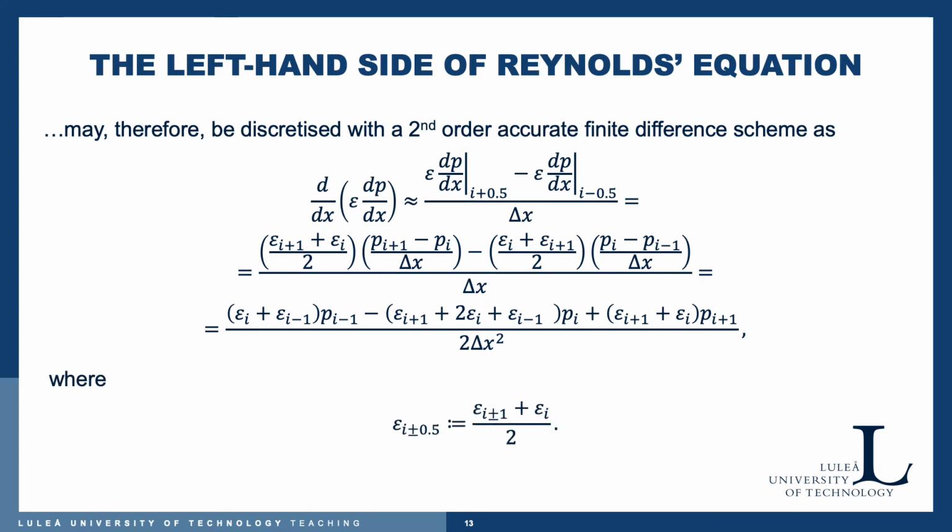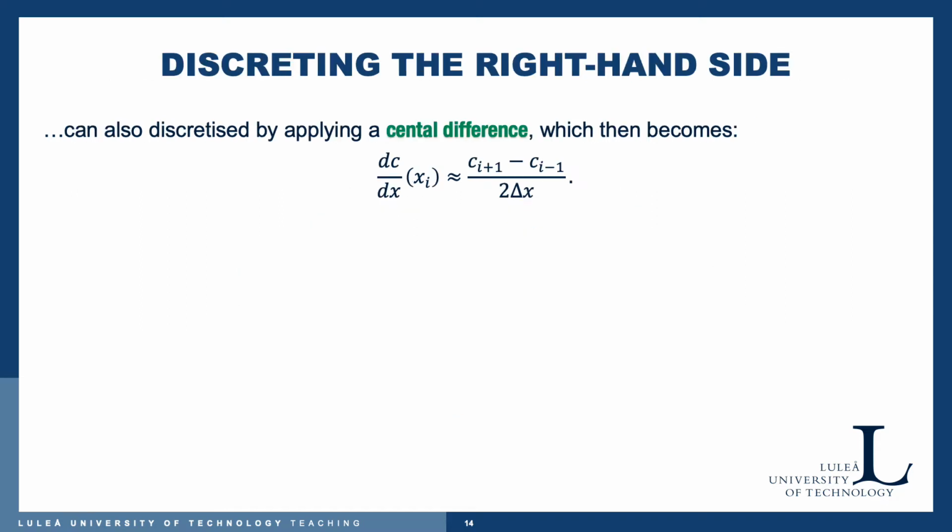And we remember that epsilon at i plus minus half is the arithmetic mean of epsilon in the nodes on each side of the half node. The right hand side is readily discretized by a central difference, for which it becomes exactly this expression.